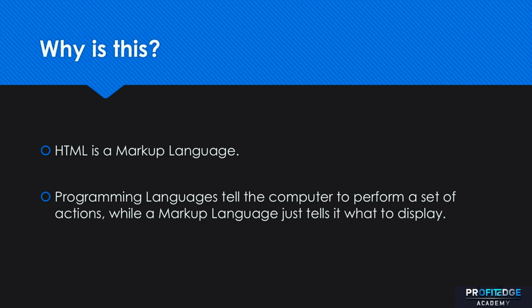Whereas a markup language just tells the computer what to display and it doesn't actually give any actions. So if you put some text in an HTML file, it will display that text. If you put it in a C++ file, it will come out with a syntax error. So that's really it for HTML, and why don't we start moving on now?